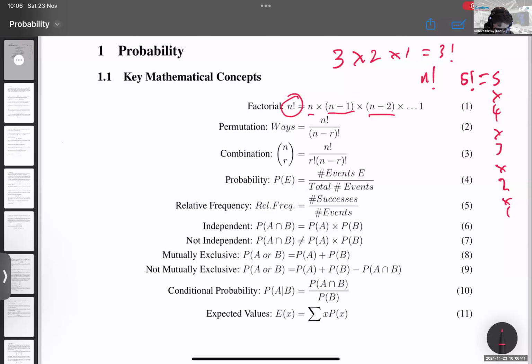I will then introduce, as we go through, how we generate and why we use things like permutations, which you can carry out on your calculator directly. It should be the nPr function. Then we extend that to use combinations, which is just permutations, but we account for duplicates in our set.